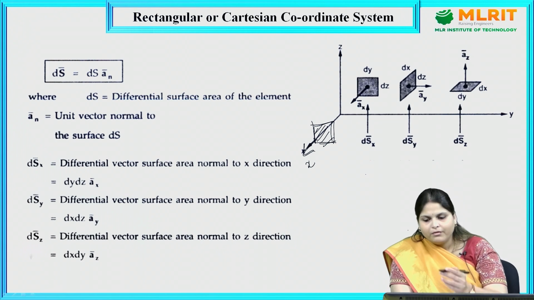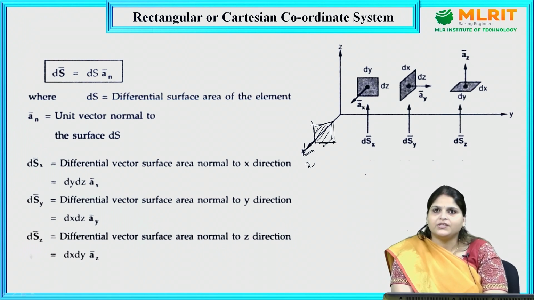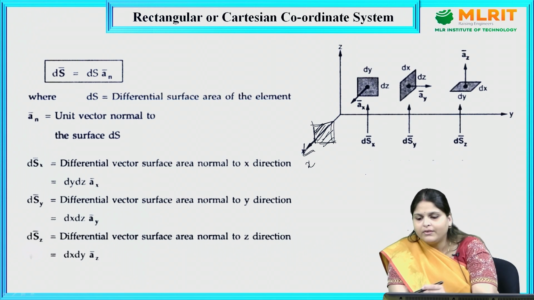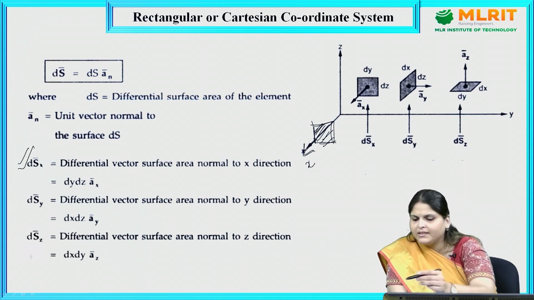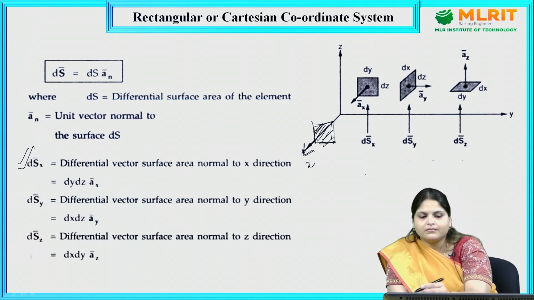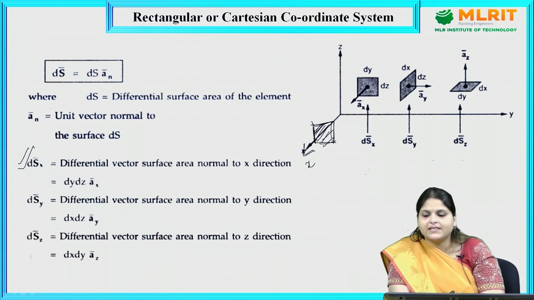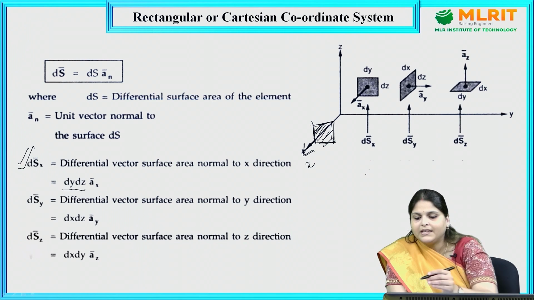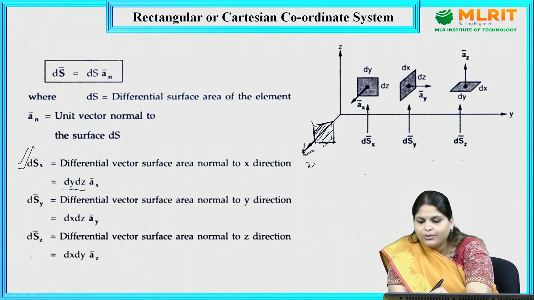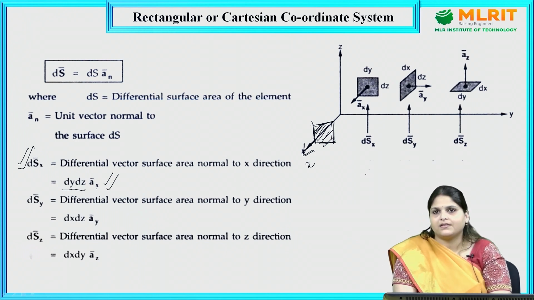So, when we want to find out the differential vector surface area, for example for this particular plane, or you can say in the x direction, that can be written as dSx vector. We know that the variation is in the y and z directions, so it can be written as dy dz, and as it is normal to the x axis, the unit vector would be ax.